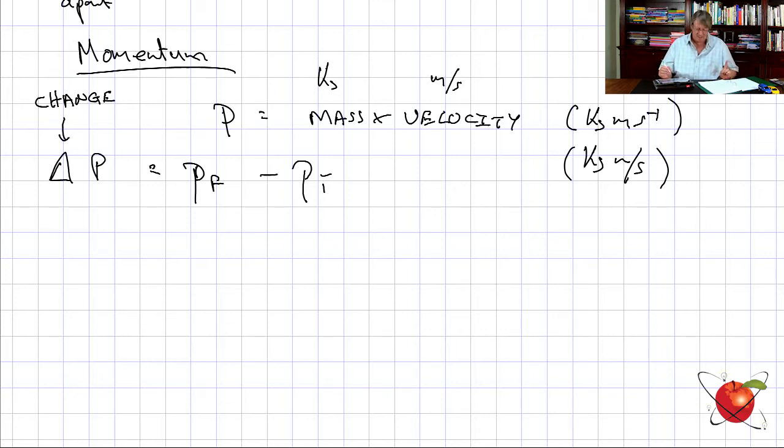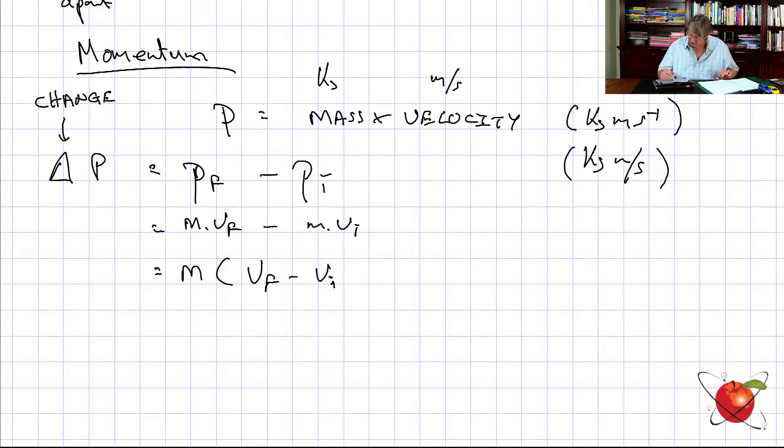Now, change in momentum is final minus initial, which is mass times velocity final minus mass times velocity initial, correct? Which is, mass is a common factor, m times (Vf minus V initial), which you could also say is m times delta V, correct? If you really wanted to. The next thing is, please note that momentum is a vector.